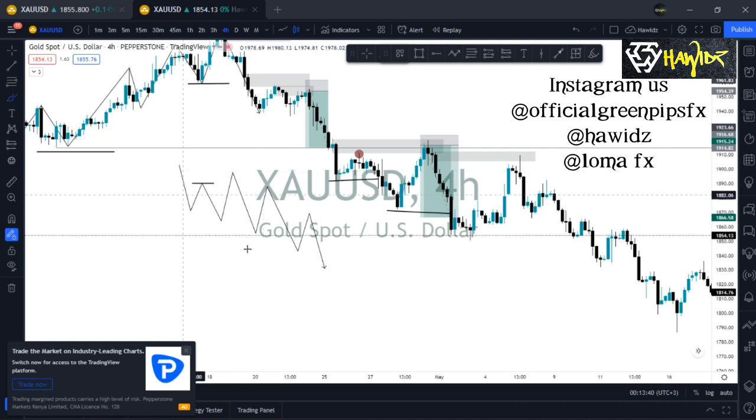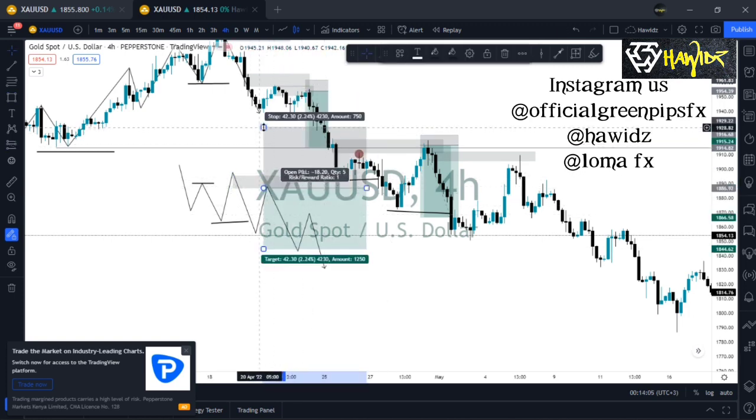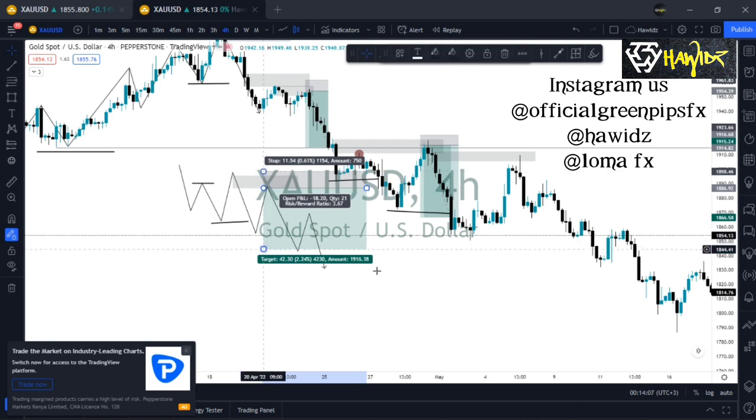The same thing that I've drawn out here is what's happening here. We have this breaker structure, this break, and then the pullback, to where? To a certain zone above here. And lo and behold, that's where we take our entries. Boom, that's the entry. This is how we do it.